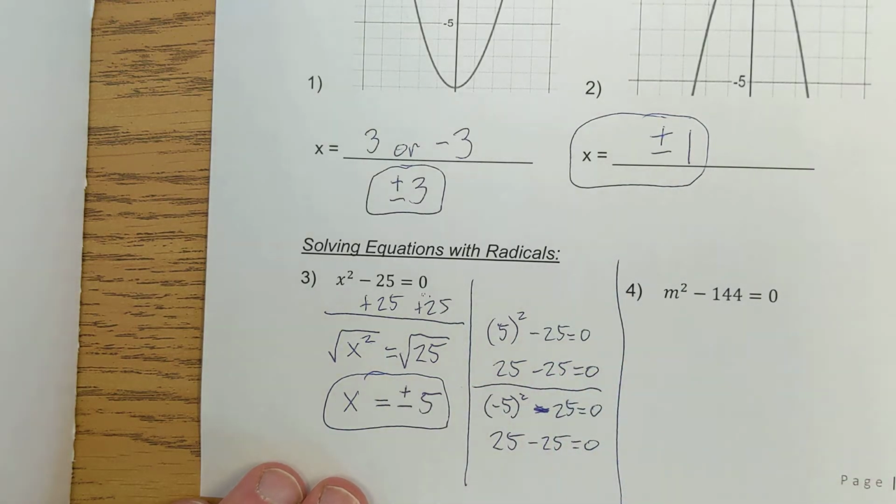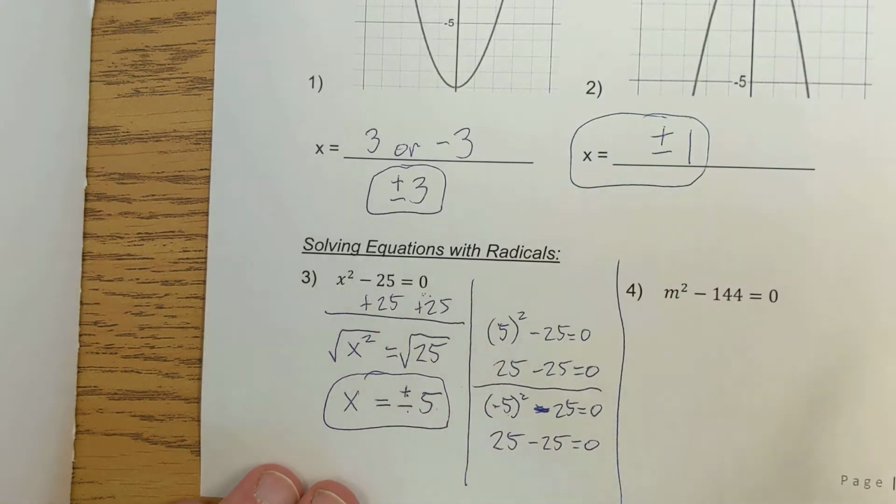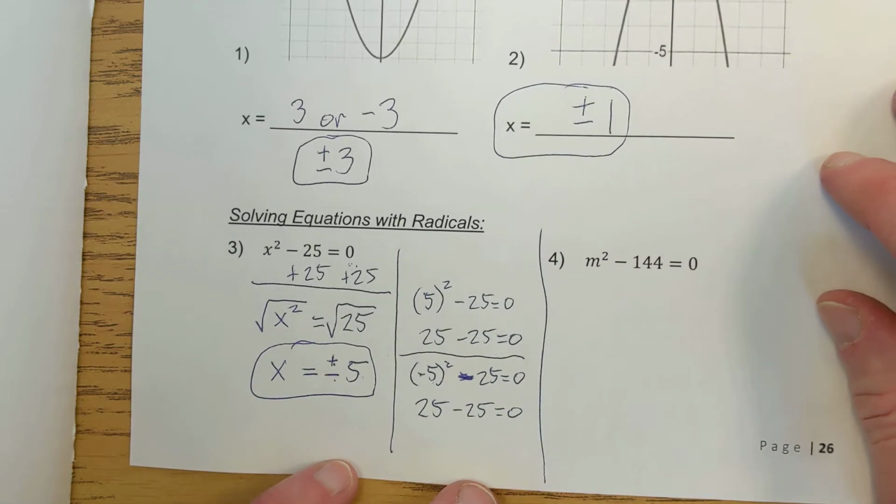but you won't have to do this every time. I just want to make sure you understand the reason why we put positive and negative 5 here is because if you were to substitute that back in, either of these would work in this equation. Okay? So there's number 3.